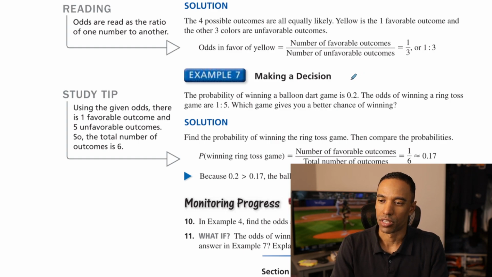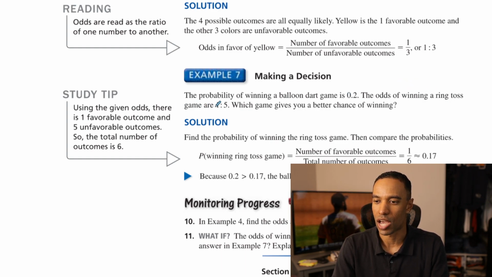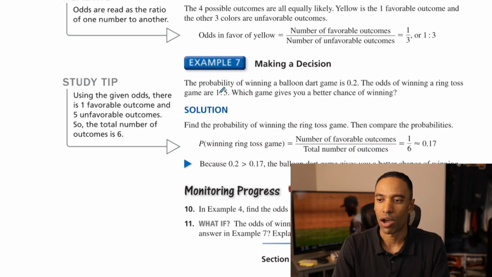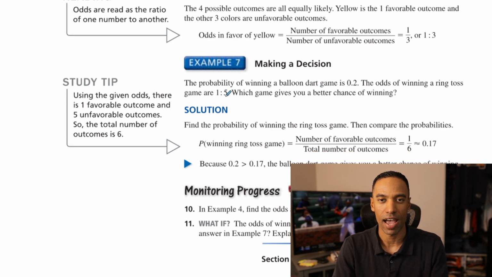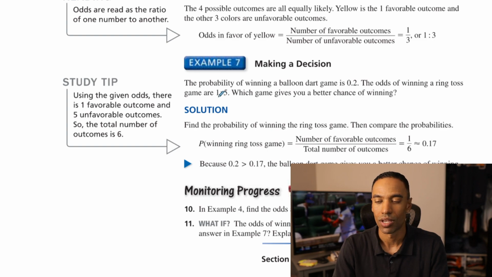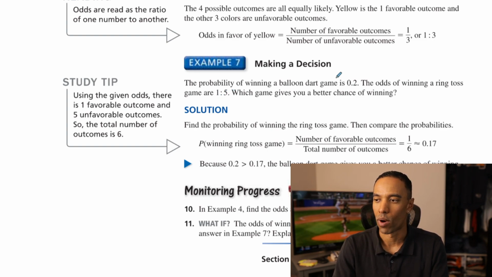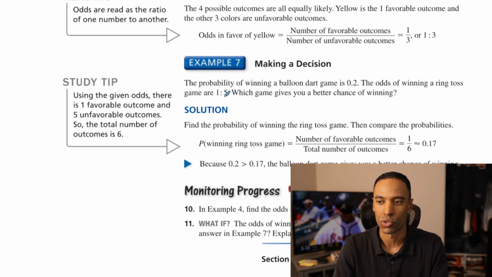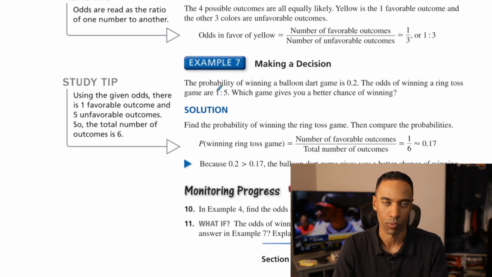Okay, making a decision. The probability of winning a balloon dart game is 0.2. That also means 20%. The odds of winning a ring toss game are 1 to 5. Which game gives you a better chance of winning? Now, you might say, hey, 1 divided by 5 is 0.2, and it is. But because this is odds, 1 to 5, odds of winning a ring toss means you're 5 times less likely to win a ring toss than you are to not win a ring toss.